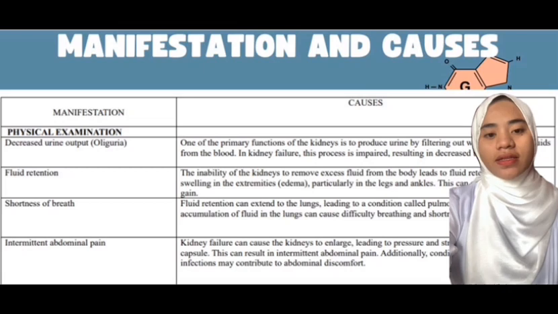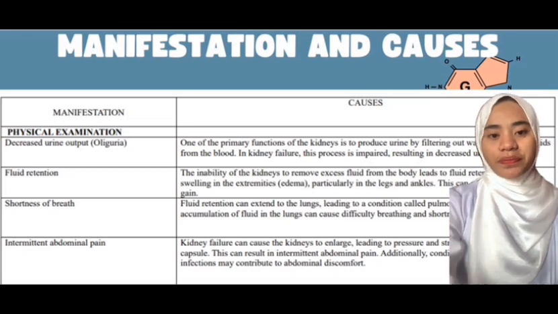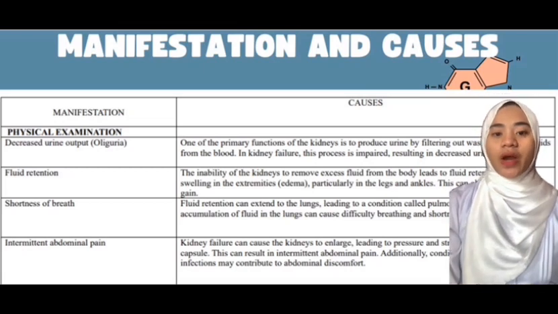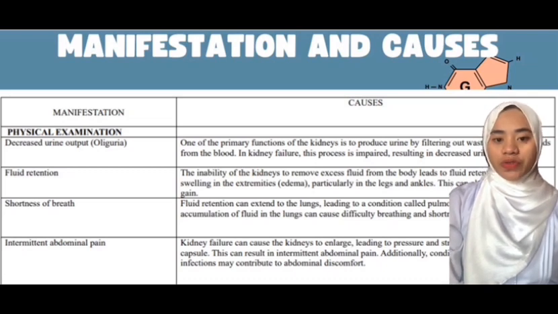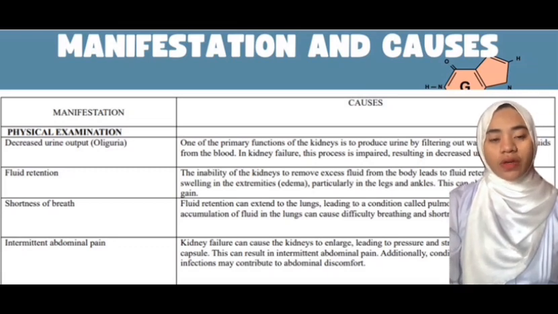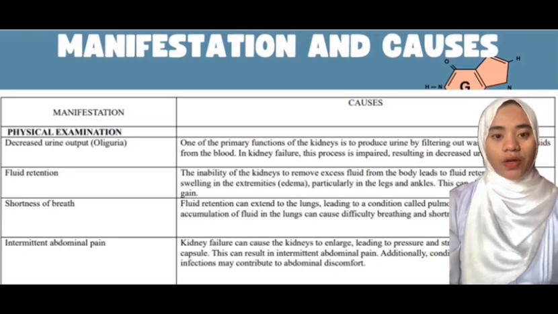So the first one is decreased urine output. Urine production is a primary function of our kidney. It is the one that produces urine by filtering out waste and excess fluid from our blood. In kidney failure, this process is impaired, resulting in decreased urine production. Upon checking our patient's urine output, it is less than normal.